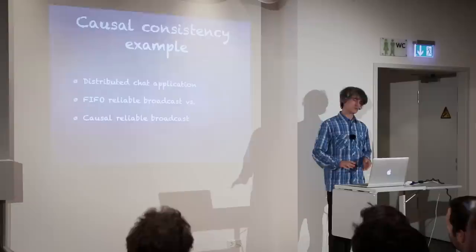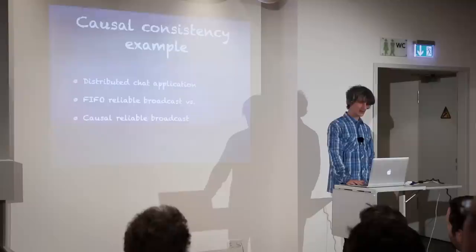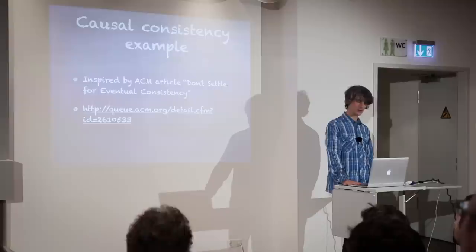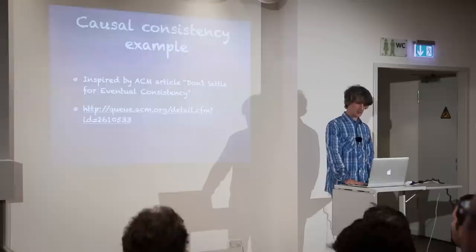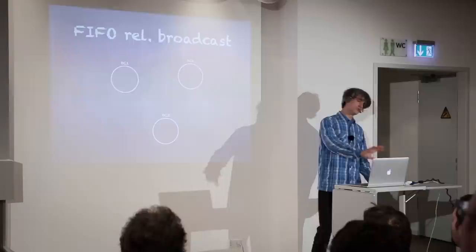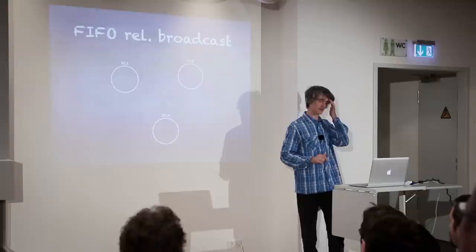I want to show the importance of causal consistency based on an example. This example is a distributed chat application, and I'm showing this by contrasting two forms of reliable broadcast. One is first in, first out reliable broadcast, which can lead to certain anomalies, and the second one is the causal reliable broadcast. This example was inspired by the article Don't Settle for Eventual Consistency. In this example, we use three different locations, in this case, three different data centers. So with a reliable broadcast, an update at one data center is reliably propagated to other data centers, and the order of updates in one data center is preserved in the other data centers. So that's the first in, first out property.